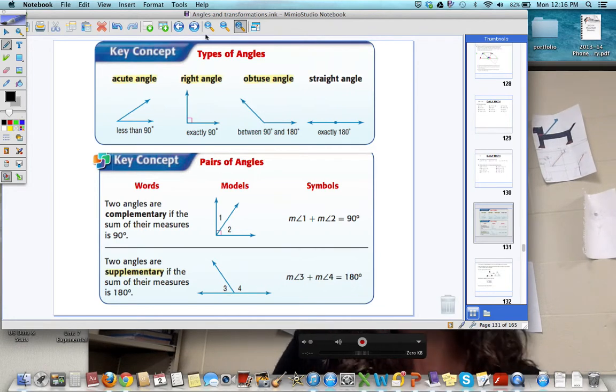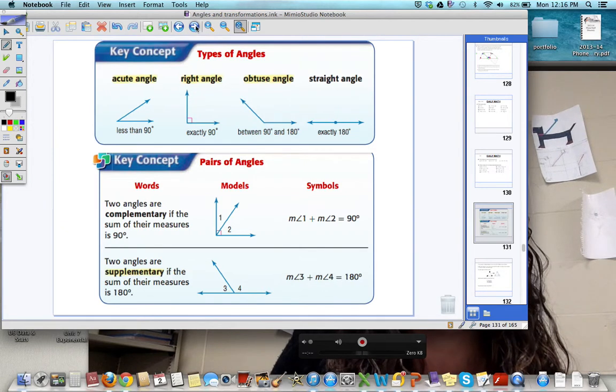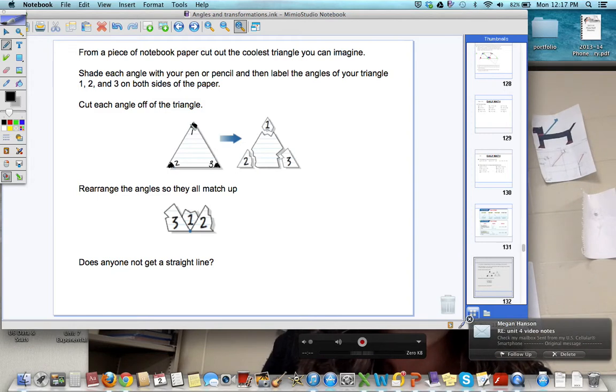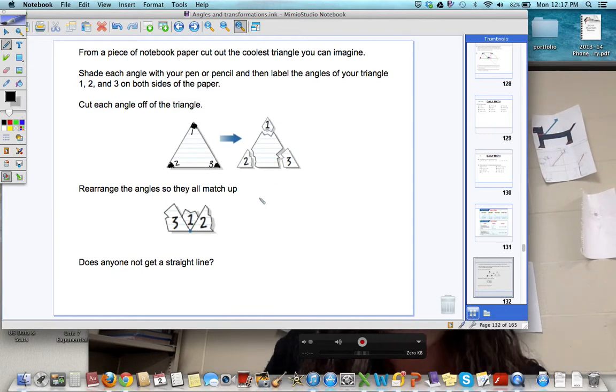So we're going to do a little activity now, after everyone's copied this down. From a piece of notebook paper, cut out the coolest triangle you can imagine. I don't care what kind of triangle you like. Shade each angle with your pen or pencil and then label the angles of your triangle 1, 2, and 3 on both sides. Then you can cut or rip off each one. Rearrange the angles so they all match up. Yours might be a little different, but they're all going to match up like this.